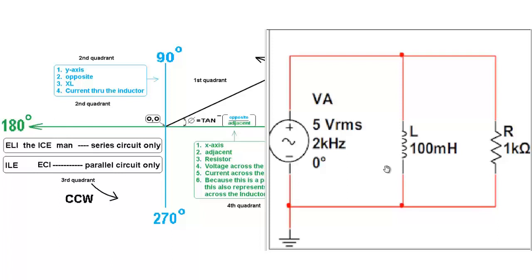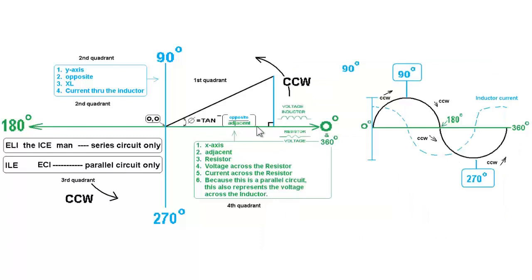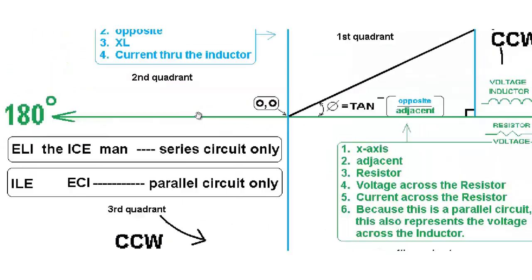So the current is the odd man out. It's going to be the thing that's not in relation to the voltage. So this horizontal axis represents, as you can see here, because this is a parallel circuit, this also represents the voltage across the inductor.